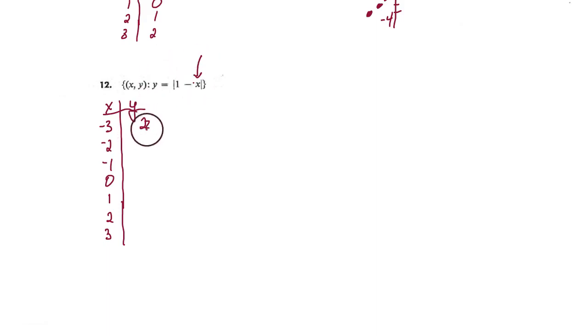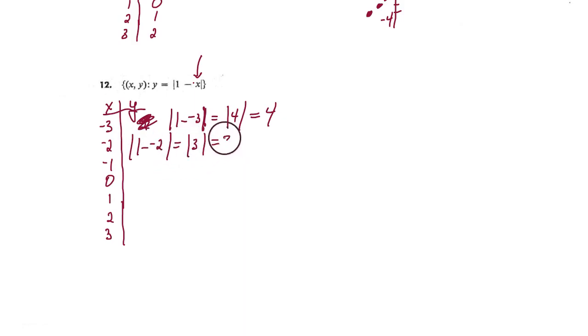Whoops, I think I made a mistake on this one right here. Let's go back and fix that. We got the absolute value of 1 minus negative 3. That's equal to the absolute value of 4, which makes 4. Okay, now this one. The absolute value of 1 minus negative 2 is equal to the absolute value of 3, which makes 3. This one here turns out to be 2.